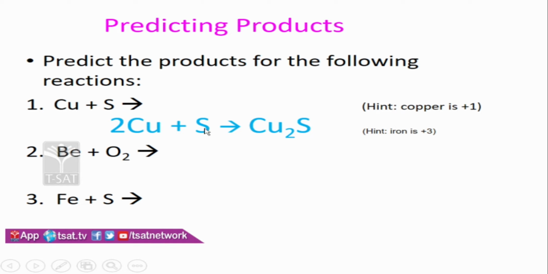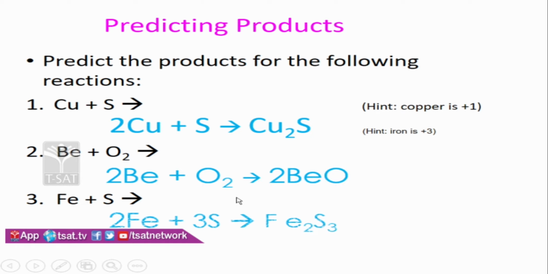And balancing also, 2 copper atoms combine with 1 sulfur atom to give 1 molecule of cuprous sulfide. Next, barium burns in presence of oxygen to give beryllium oxide. Iron reacts with sulfur to form iron sulfide.